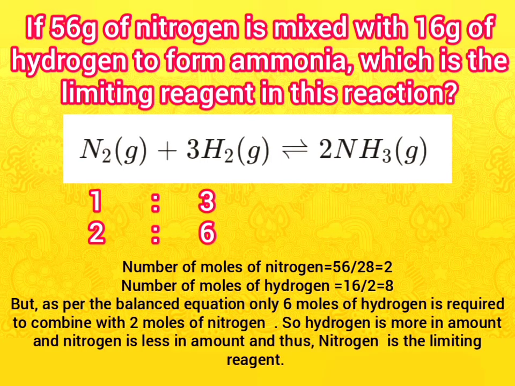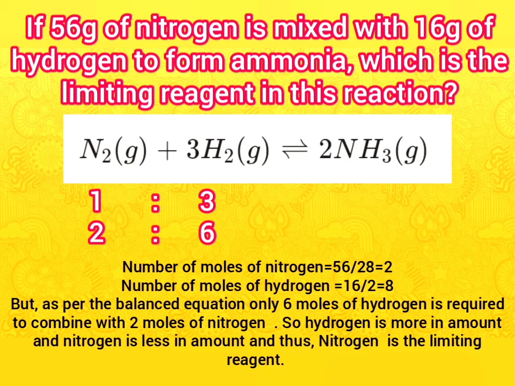Next question. If 56 gram of nitrogen is mixed with 16 gram of hydrogen to form ammonia, which is the limiting reagent in this reaction? We already know that the relative ratio between the number of moles of nitrogen and hydrogen is 1:3. This means that for 1 mole of nitrogen, 3 moles of hydrogen are required. Similarly, for 2 moles of nitrogen, 6 moles of hydrogen are required.